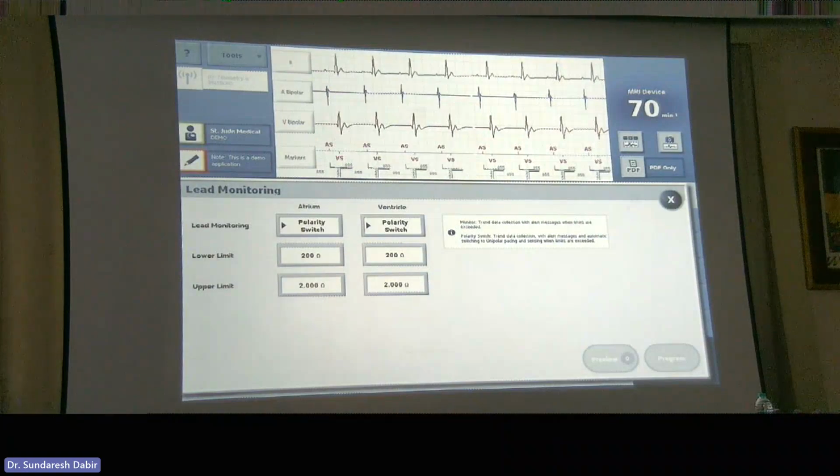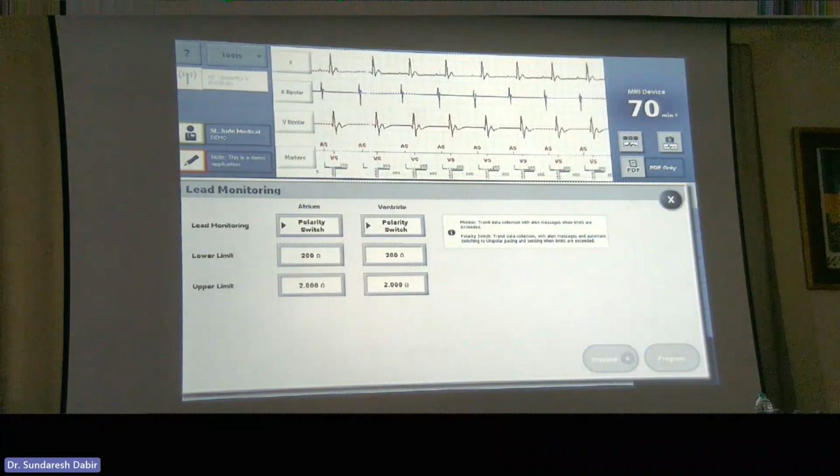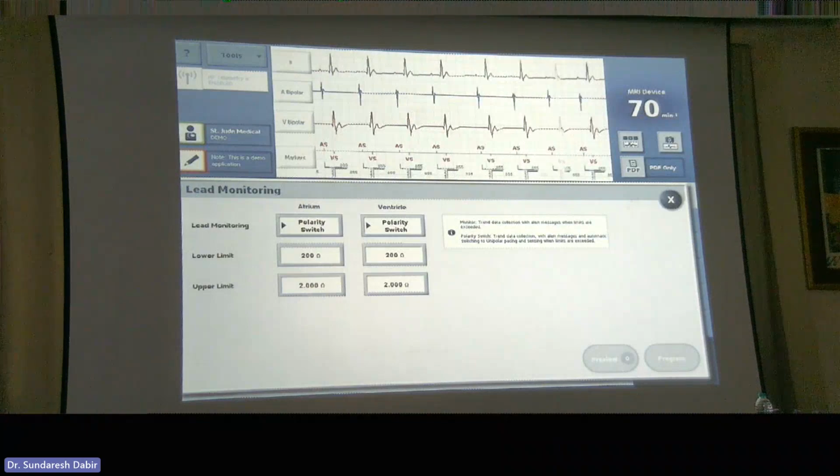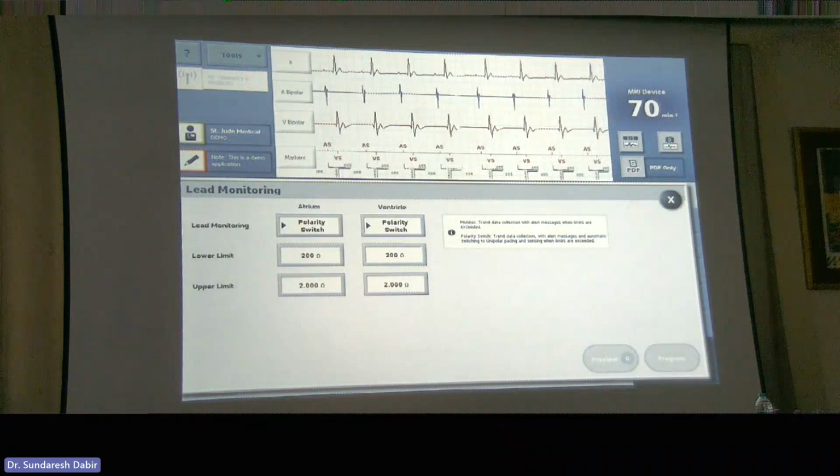In that case, we can see low impedance, and high impedance is always a conductor fracture, where there is no conductor flow, I mean no current flow. So in that case, we can say that high impedance can cause this. So that is the normal range of impedance.